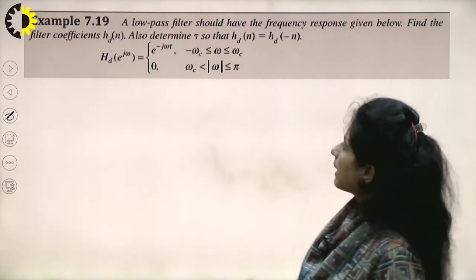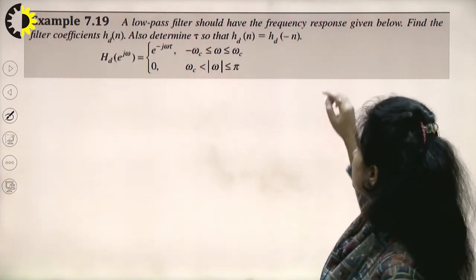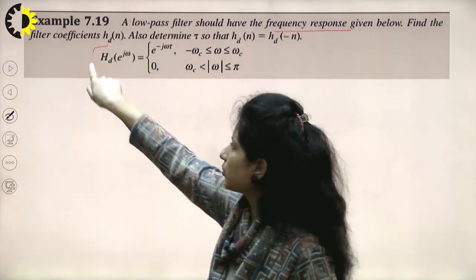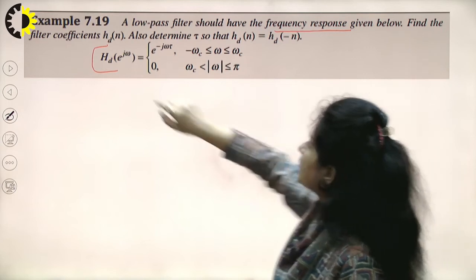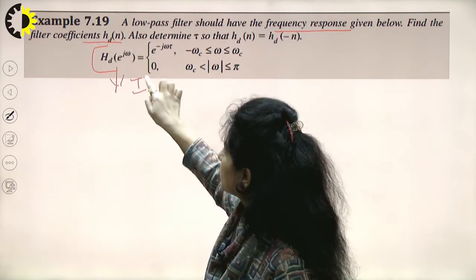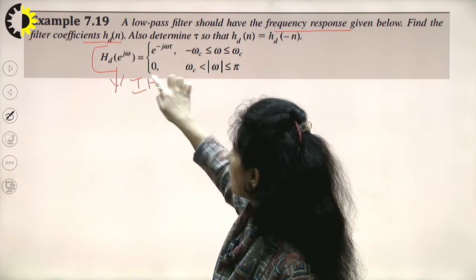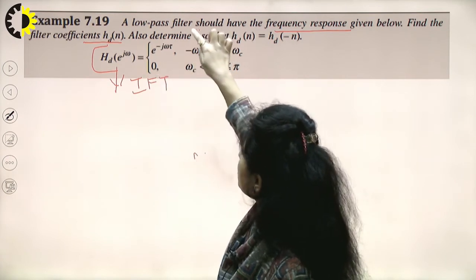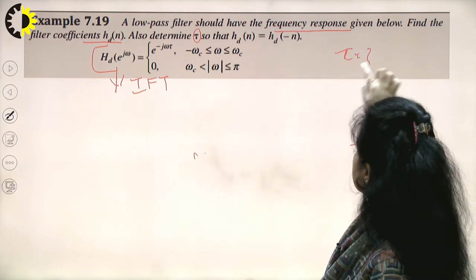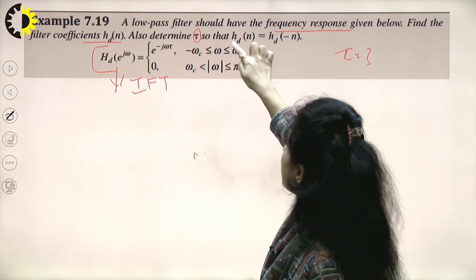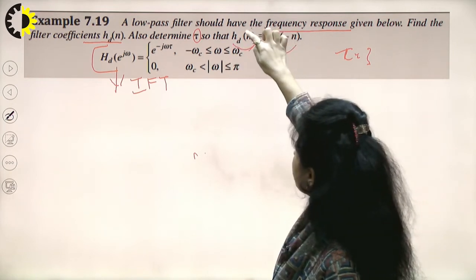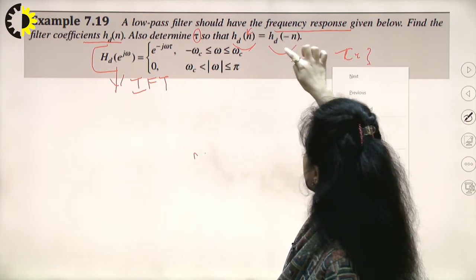Third kind of numerical: a low pass filter has the frequency response given by this equation. Find the filter coefficient hdn. I have to do nothing but take the inverse discrete Fourier transform, and I need to determine tau, the delay factor. How to calculate this delay factor? I am given a condition that this response is equal to this response in which I have negated the samples.